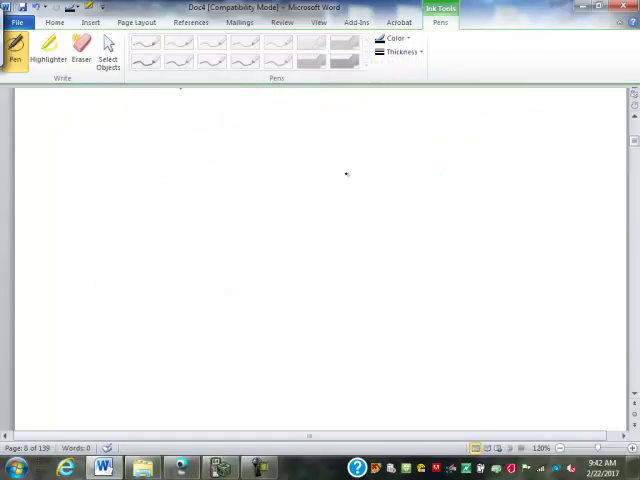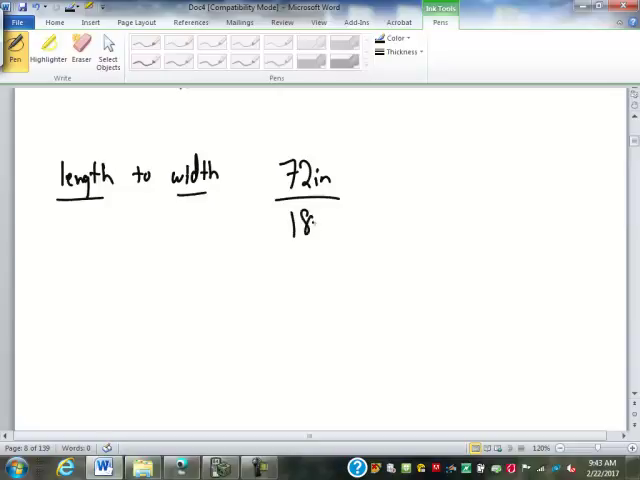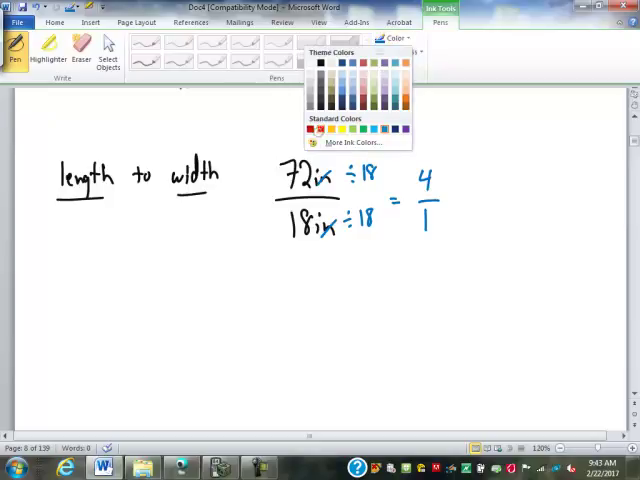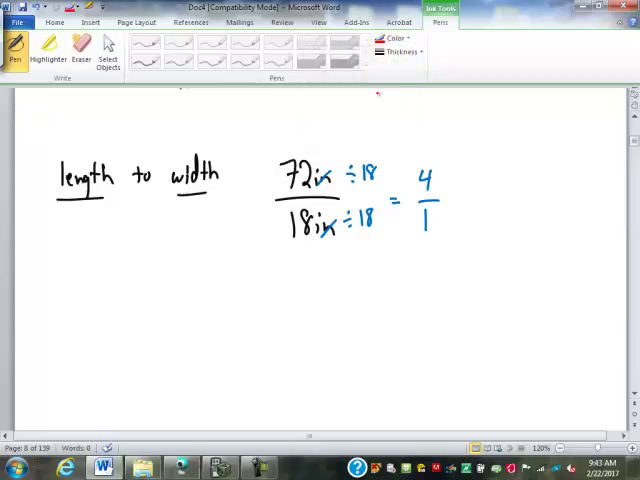Now, other ratios, let's say we look at these tables here. We might have a length to width ratio. Well, the length of these tables, they're 6 feet, so they're 72 inches. The width is 18 inches on these tables. So the inches cancel out. Both 72 and 18 can be divided by 18. 72 divided by 18 is 4. 18 divided by 18 is 1. 4 to 1.